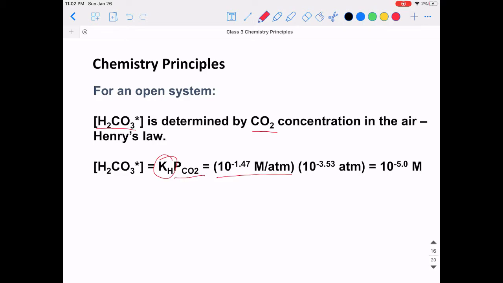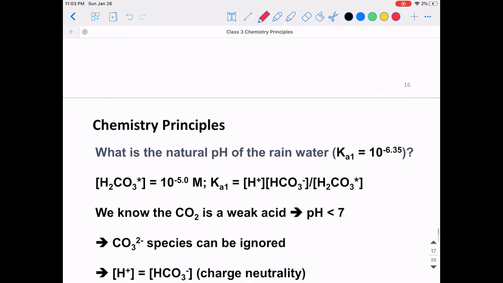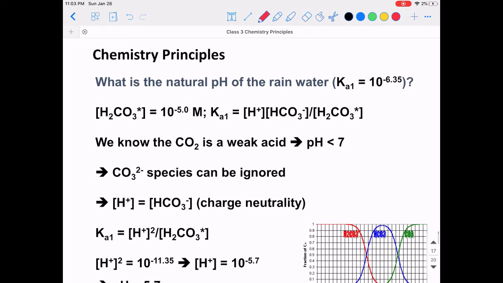And we also know the partial pressure of the carbon dioxide in the atmosphere. So based on Henry's law, we can calculate the concentration of the carbonic acid in water. That gives us a concentration of 10 to the negative 5 M. And again, M is equal to moles per liter, right? So how can we apply this to the calculation for the pH of rainwater?